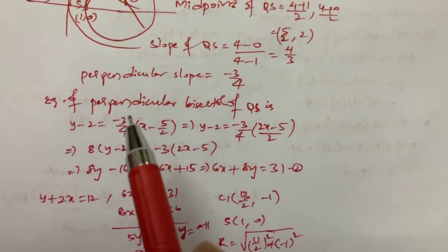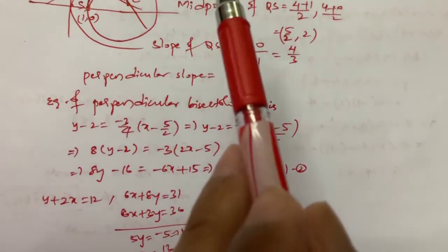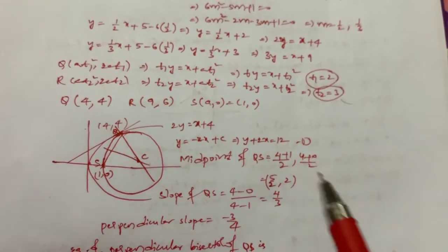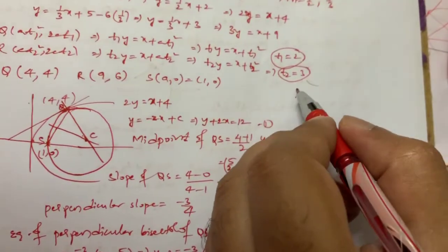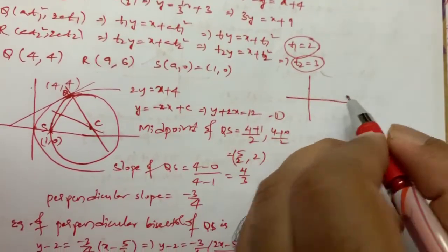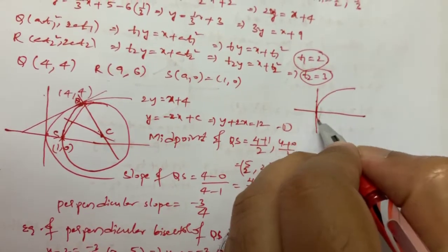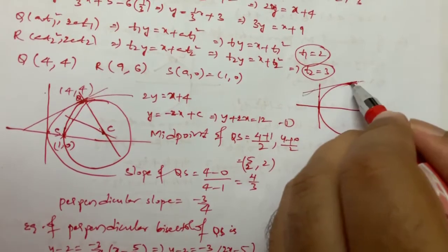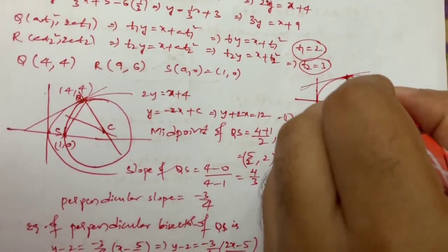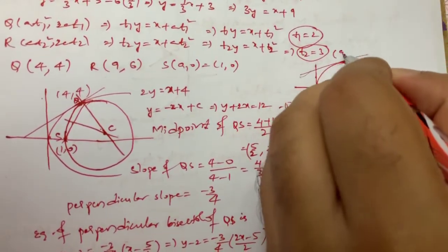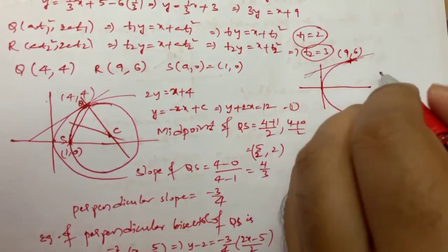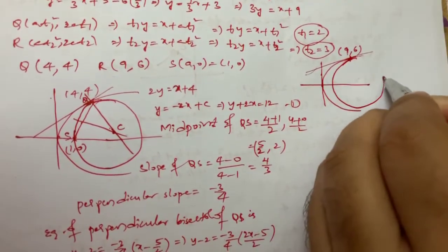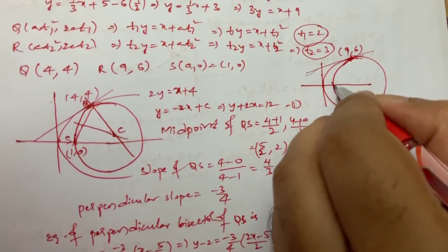Let's look at the second circle. The second circle is also passing through the focus of the parabola and touches the parabola at R. So now the equation of the second circle is different. The second circle is passing through 9 comma 6, and it is passing through 1 comma 0 again. So 1 comma 0 is here.